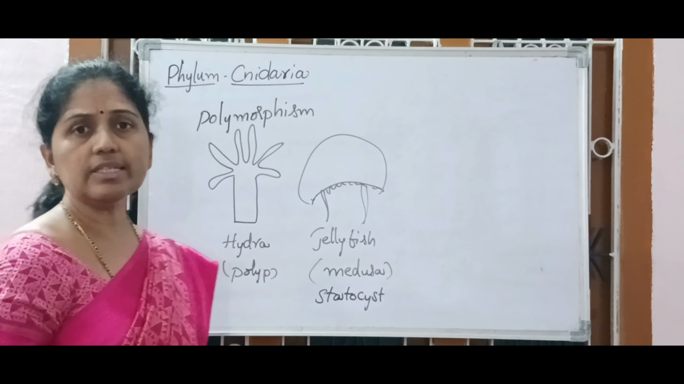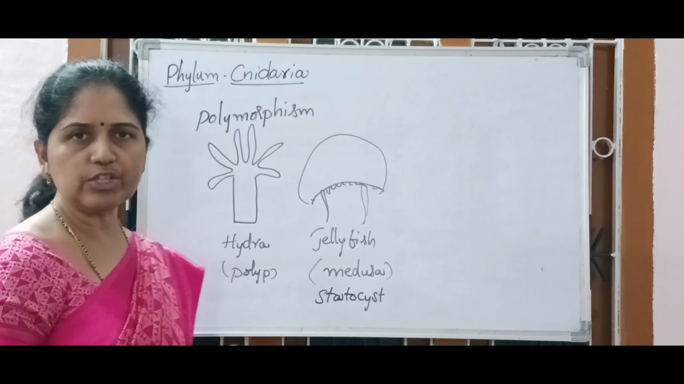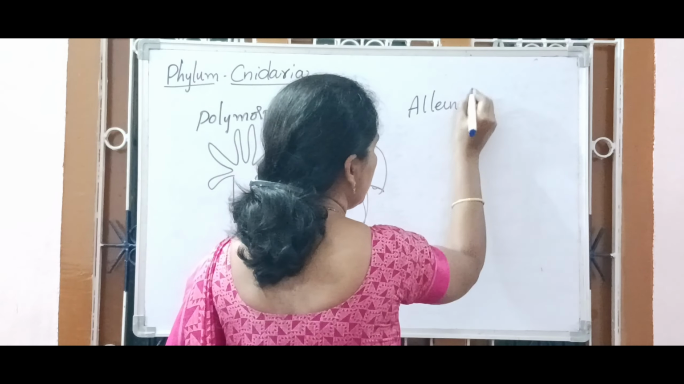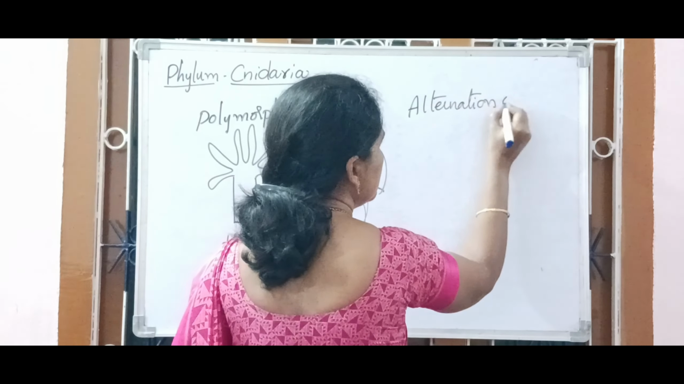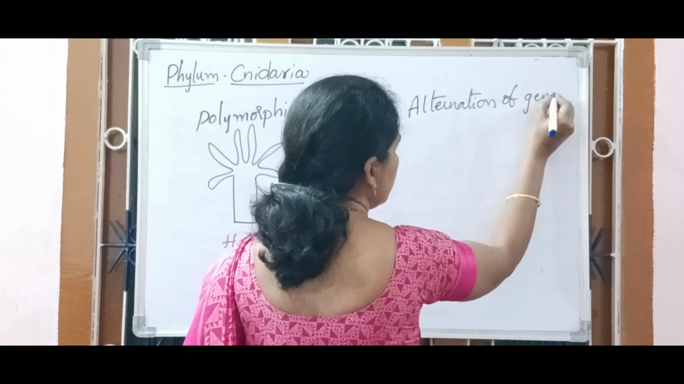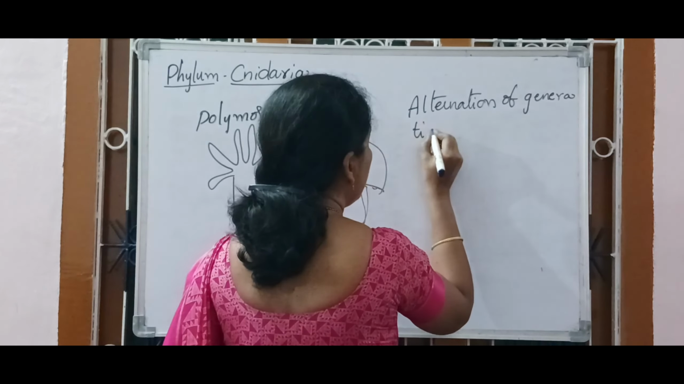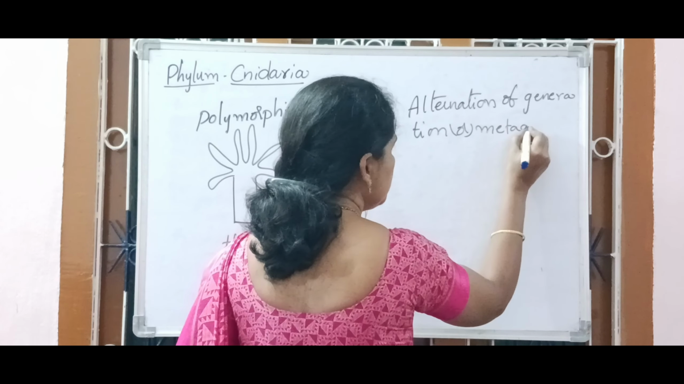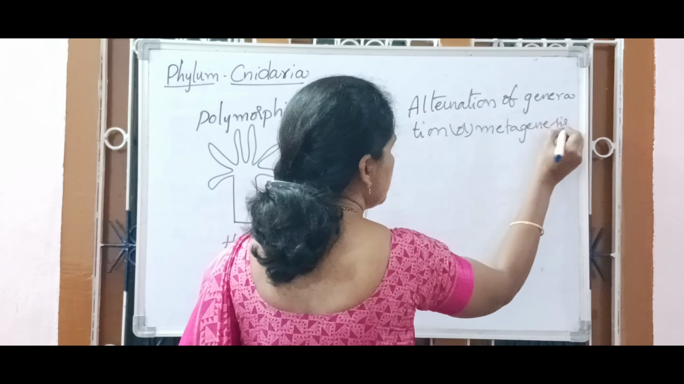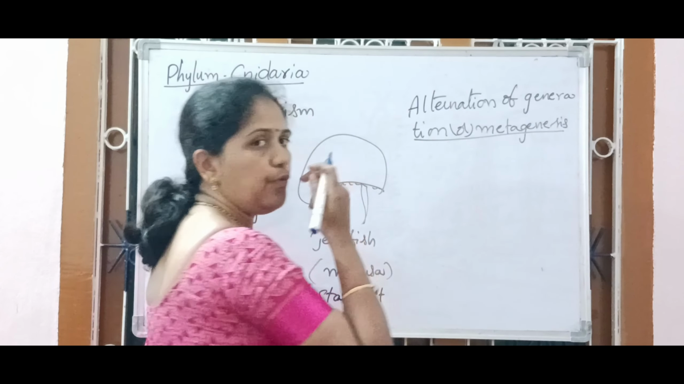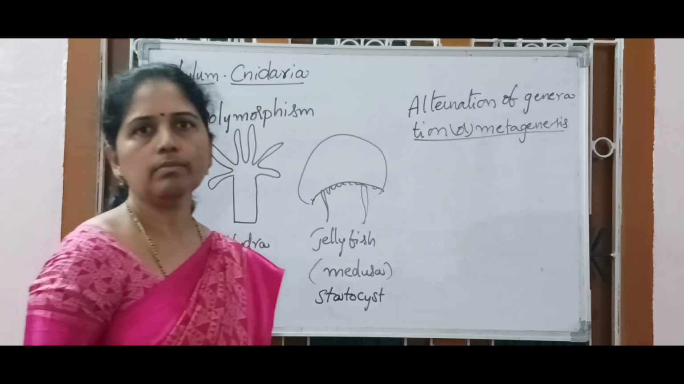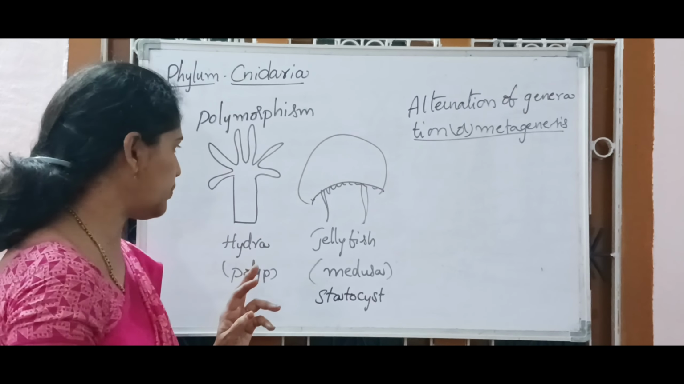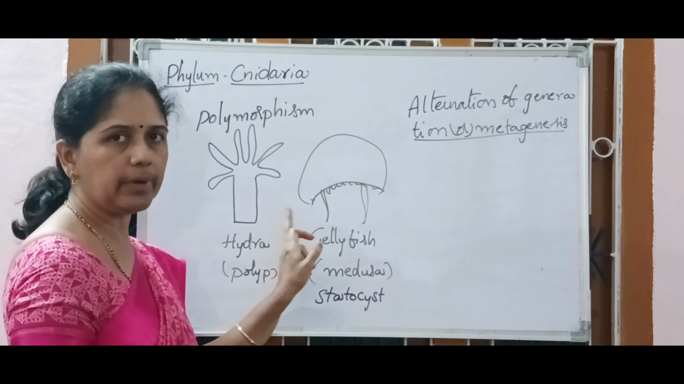Now here in cnidarians, they exhibit alternation of generation or metagenesis. One more important characteristic of this group is alternation of generation, which is also called metagenesis. What does metagenesis or alternation of generation mean? One form can change into another form. So here both reproductions we can see, the asexual mode of reproduction and the sexual mode of reproduction. Now we have already seen the polyp and medusa forms.